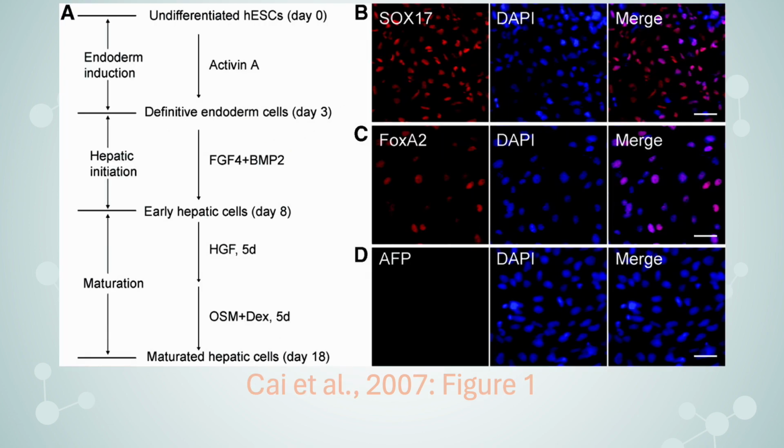Kai et al. 2007 reported a novel method to efficiently direct the differentiation of HESCs into hepatic cells in serum-free medium. This protocol utilizes activin A, fibroblast growth factor 4, and bone morphogenic protein 2, among several other medium components, to mature the HESCs into liver cells expressing the appropriate markers and functions. Figure 1 shows the 3-stage differentiation strategy on the left, as well as the immunofluorescent results of the mature liver cells expressing the appropriate markers to the right.